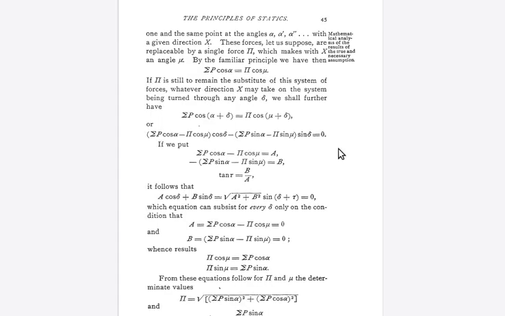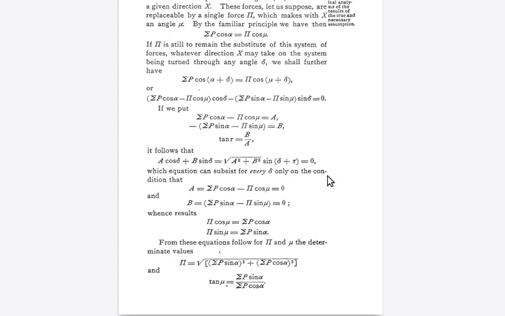Or (ΣP cos alpha − Π cos mu) cos delta − (ΣP sin alpha − Π sin mu) sin delta = 0. If we put ΣP cos alpha − Π cos mu equal to a, and −(ΣP sin alpha − Π sin mu) equal to b, then tan r = b/a. It follows that a cos delta + b sin delta = √(a² + b²) sin(delta + r) = 0, which equation can subsist for every delta only on the condition that a = ΣP cos alpha − Π cos mu = 0, and b = ΣP sin alpha − Π sin mu = 0.